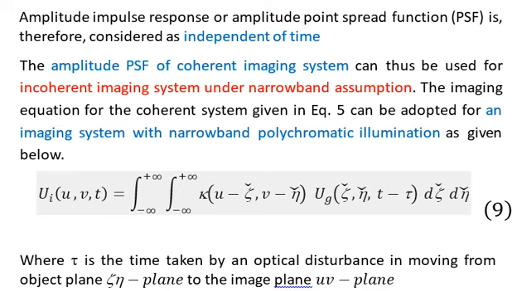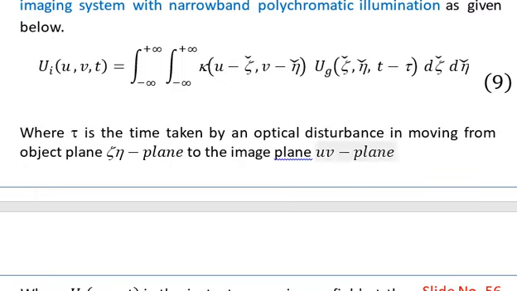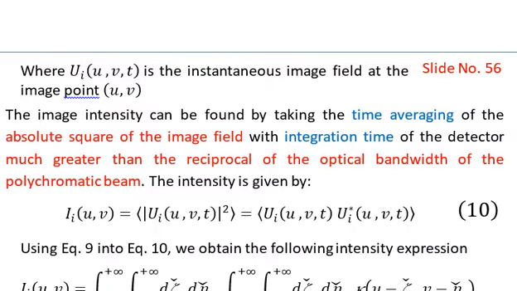So it means that the field we are measuring at the image plane, even for a narrow band polychromatic illumination, is also time dependent, as in equation number 9 on the left hand side, and also within the integral on the right hand side, in which UG also contains time dependence, though as t minus tau. So tau is the time taken by an optical disturbance in moving from the object plane, that is the zeta eta plane, to the image plane, which is the UV plane, where UI as a function of u comma v comma t is the instantaneous image field at the image point u comma v.